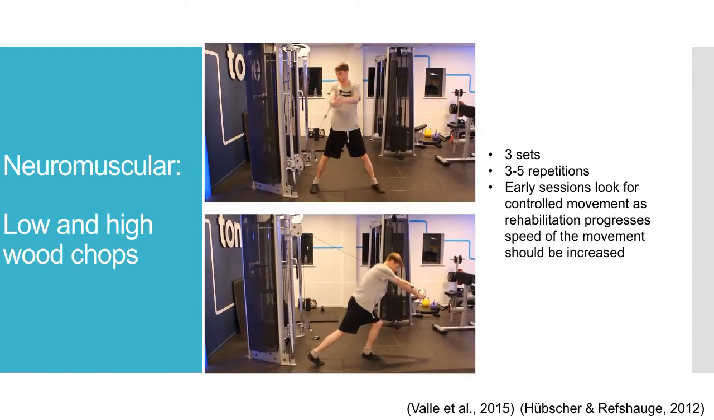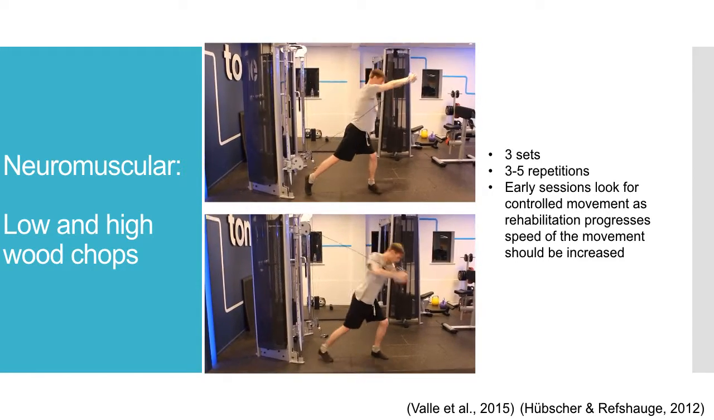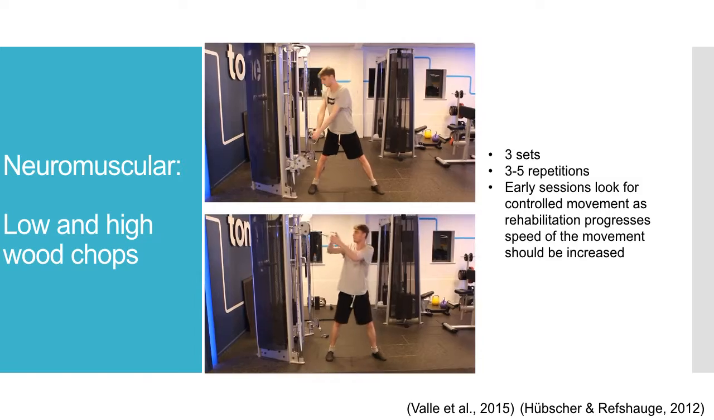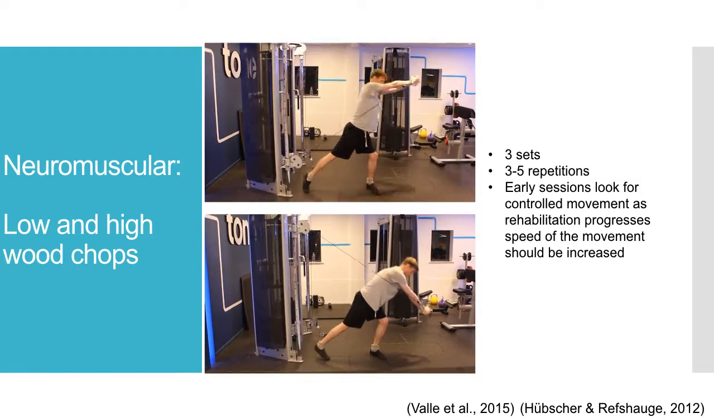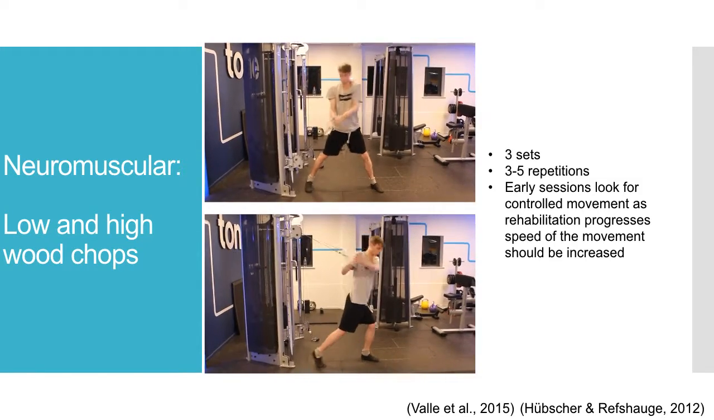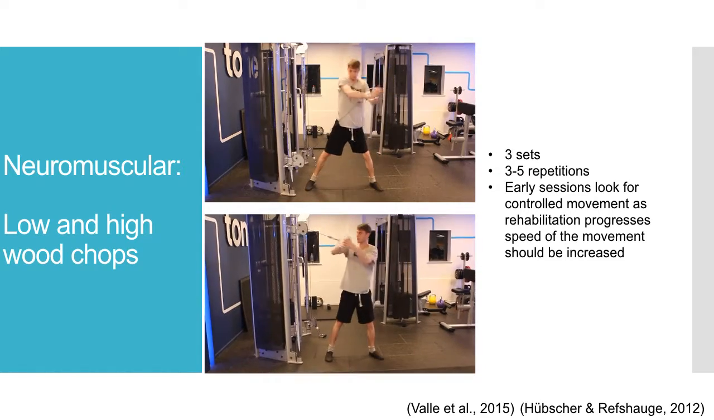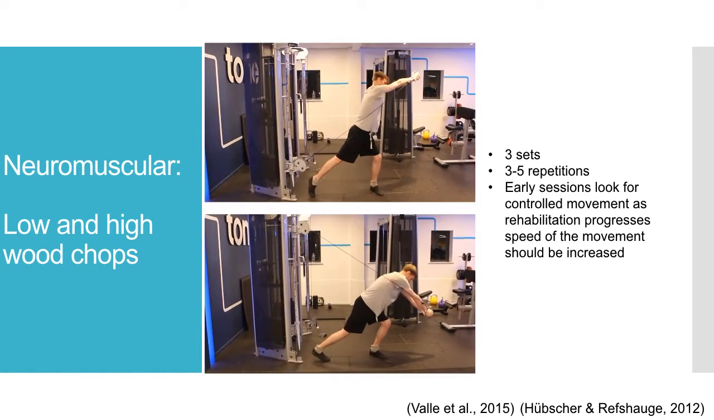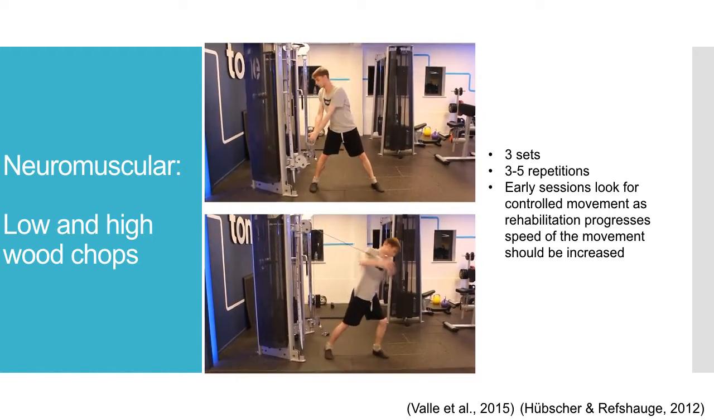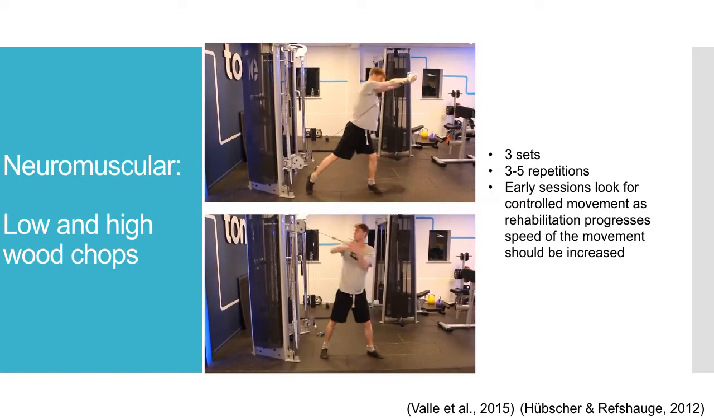We are now moving on to the main session. We will first start with neuromuscular exercises. Previous reviews have found that neuromuscular training programs with different exercises such as stretching, strengthening, balance, agility and plyometrics have been shown to reduce lower limb injuries in sport.